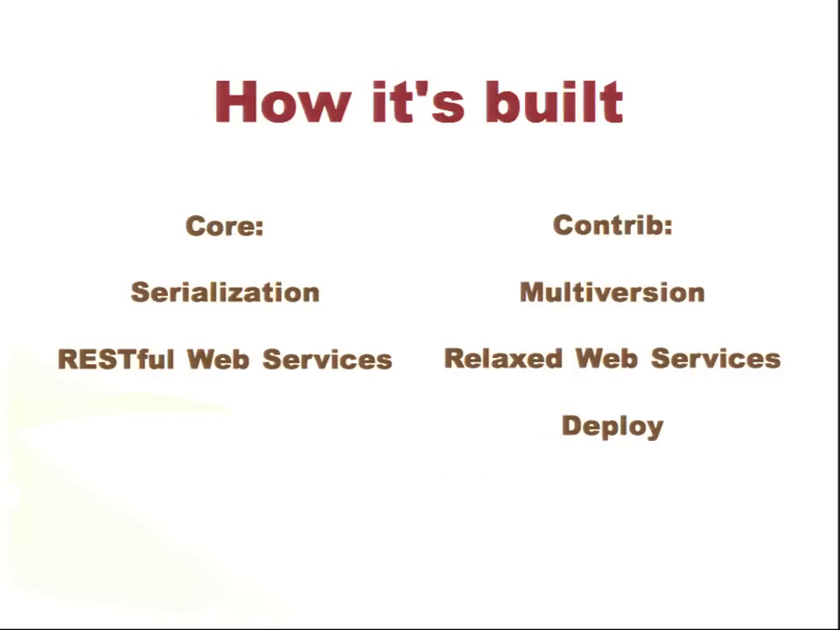And how is it being built? We're going to walk through a couple of modules here. The core modules that we're utilizing are the serialization module and the RESTful web services module. And in addition to those core modules, the first module that we're going to talk about is the multi-version module. On top of that, we're extending the RESTful web services with what I choose to call a relaxed web services module. And then lastly, but not least, we're going to cover the deploy module. That's going to work together with all of these modules.